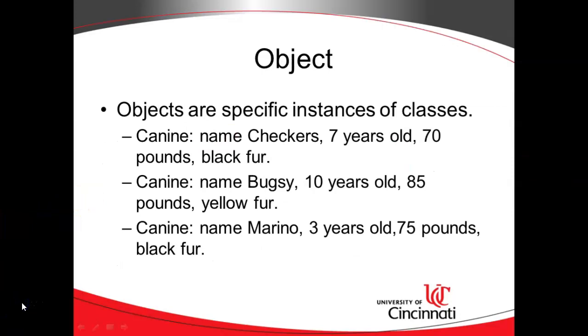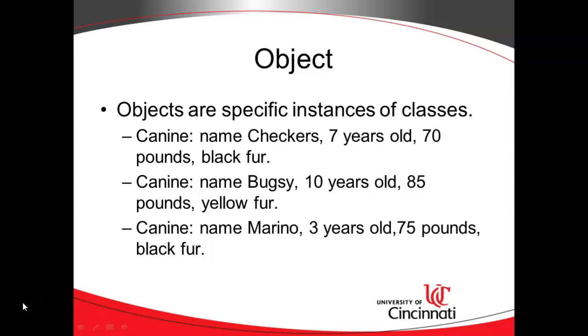Now an object, on the other hand, is when we have a specific canine. In other words, the class is like a template, it can create canines. When it creates a canine, we have a specific, distinct canine. So let's see, we have a canine here named Checkers. Checkers is a female who's 7 years old and 70 pounds and has black fur. So we know these are adjectives. Name is Checkers, 7 years old, 70 pounds, black fur. These are adjectives that describe a specific canine.